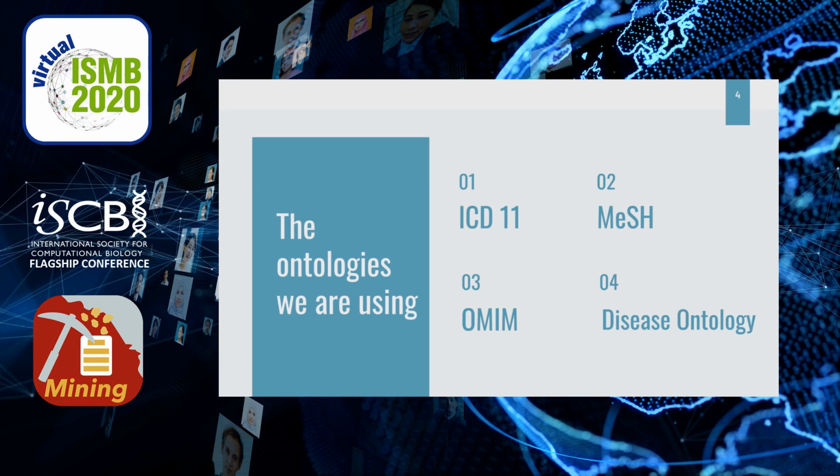OMIM is a compendium of human genes and genetic phenotypes containing information on all known Mendelian disorders and over 15,000 genes. The Disease Ontology is a standardized ontology for human disease with the purpose of providing the biomedical community with consistent, reusable, and sustainable descriptions of human disease terms.